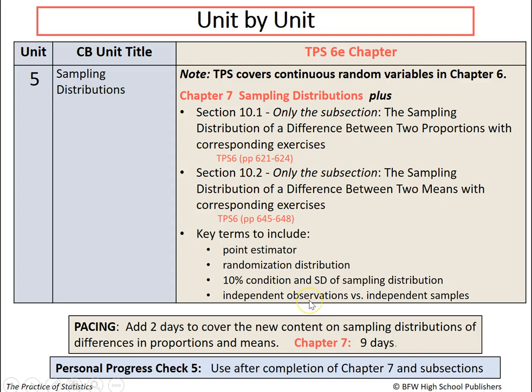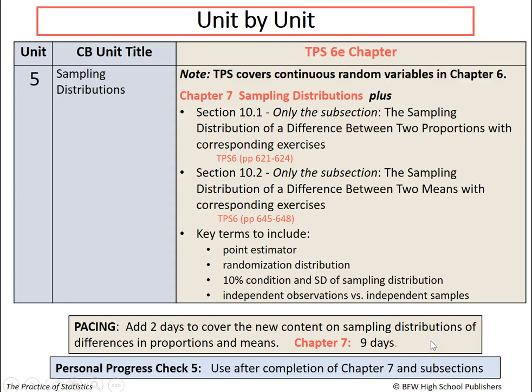Also, the idea of independent observations, which is related to the 10% condition, is contrasted with independent samples. We need independent samples when we're doing the sampling distribution of a difference between two proportions or two means so that we can combine their variances so that we can treat those random variables as independent.